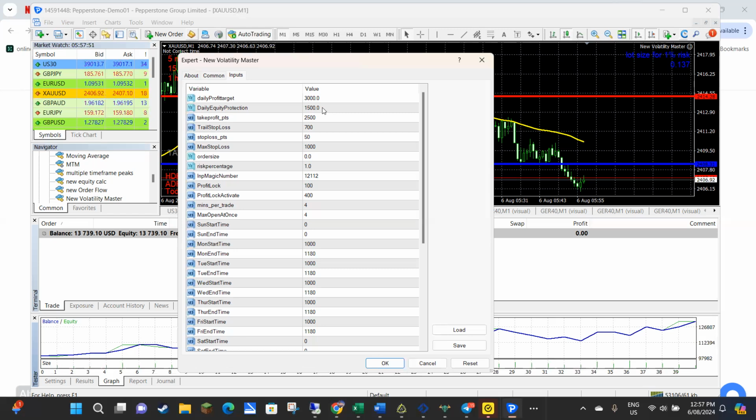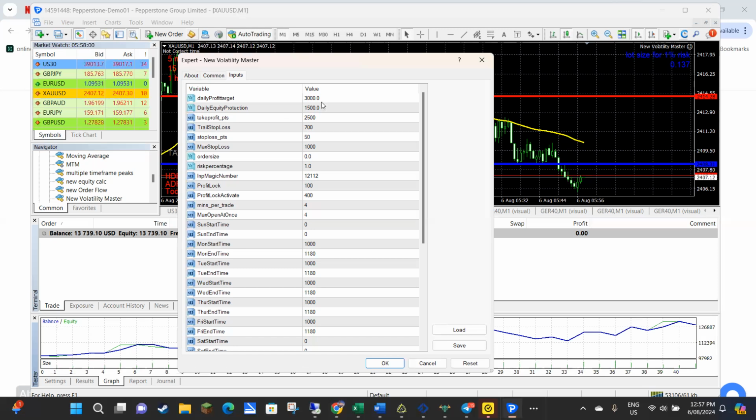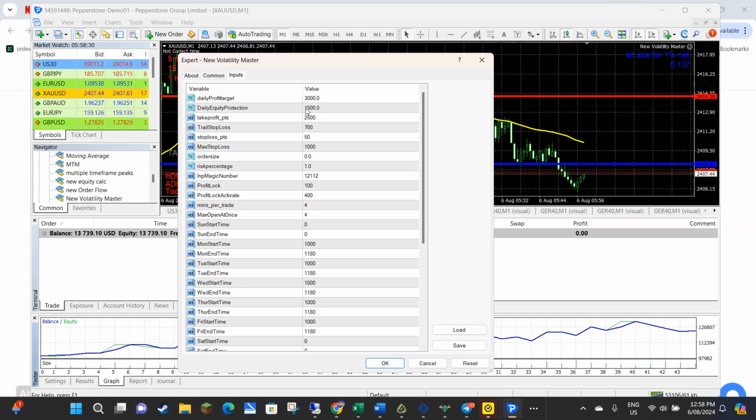And personally, I like to have a setting that's probably closer to 2 times that. So if I wanted to risk 1% per trade, I would have my daily equity protection set at or close to 2% of my account balance, meaning that I'd have to lose 2 trades in a row in order to hit my equity protection. And that gives the software a chance to catch a better trend on the market and make up for that first loss. So if you took one loss, you'd only be halfway to equity protection.